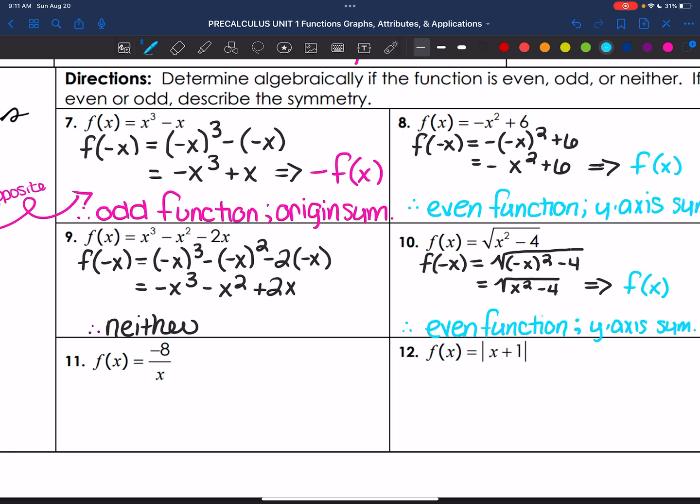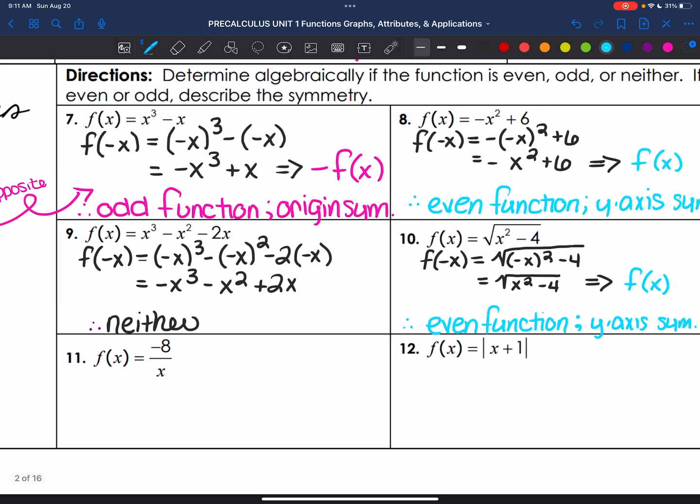Okay, we've got just two more examples that I want to look through with you, 11 and 12. Let's look at 11. Can you guys maybe try that one and see what you think? Is it an even, odd, or neither kind of function? Try number 11 and see what you think.